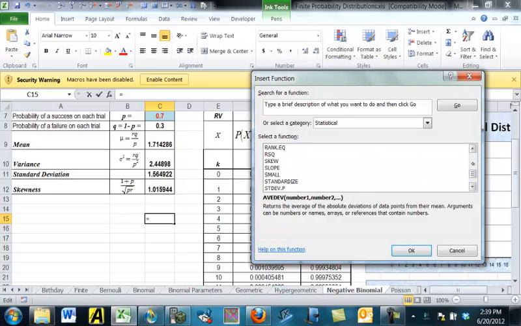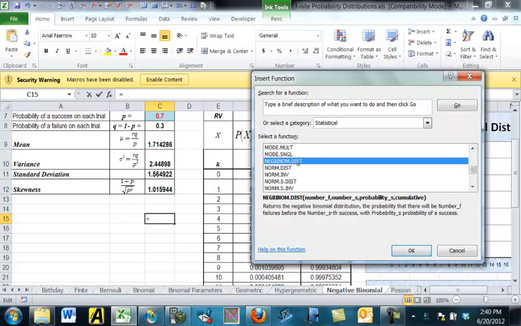Notice there are a whole bunch of things here. Some of these we'll get to this semester and some we won't. Negative binomial. Okay. So we have the number of failures that you're looking for, which is our X value. The number of successes we're looking for, that's our K value. That's going to be fixed ahead of time. The number F is our random variable. The probability of success each time, that's our P. And cumulative is true or false. If you do true, it's going to be a CDF, and false is a PDF.